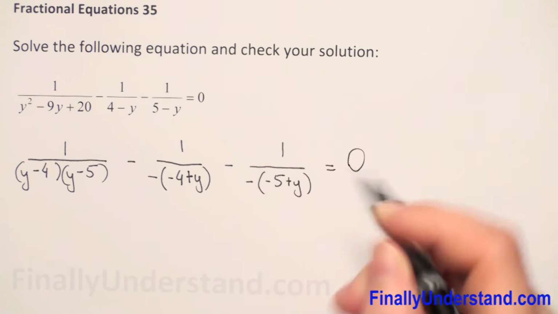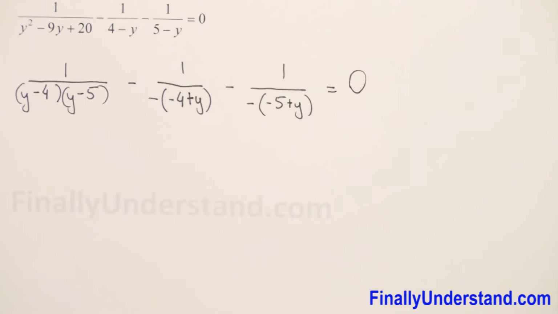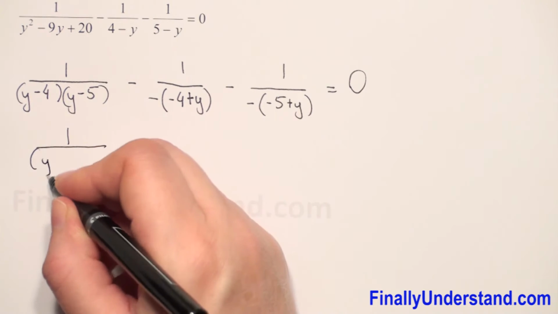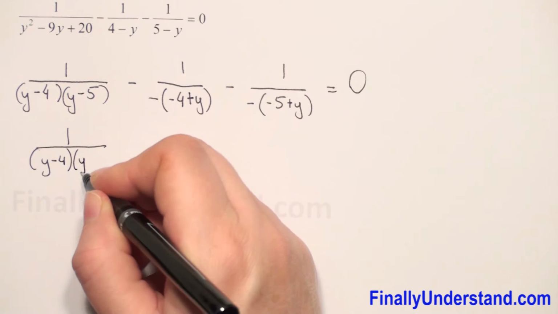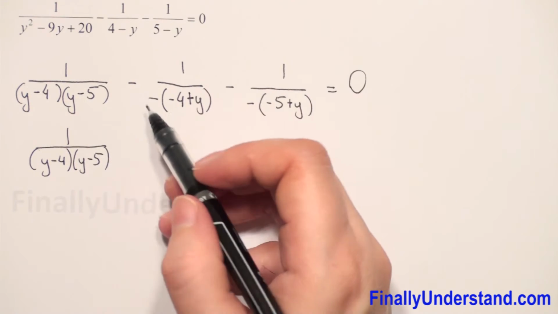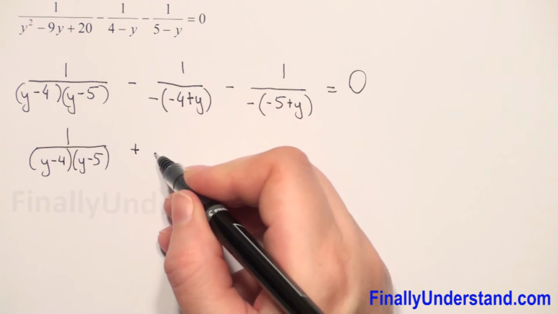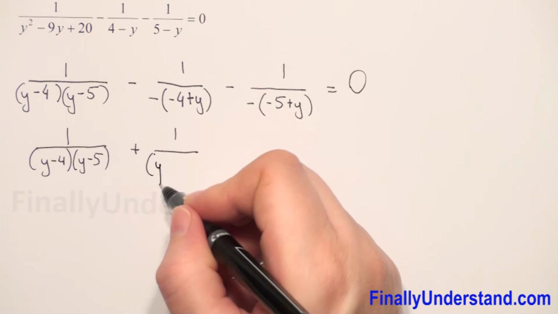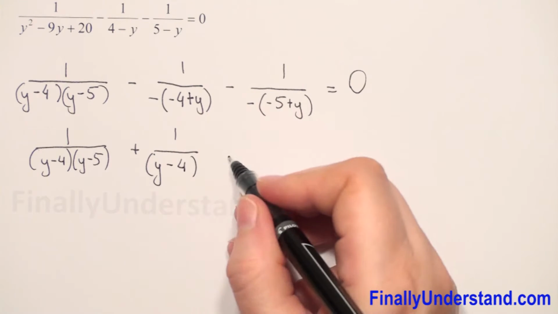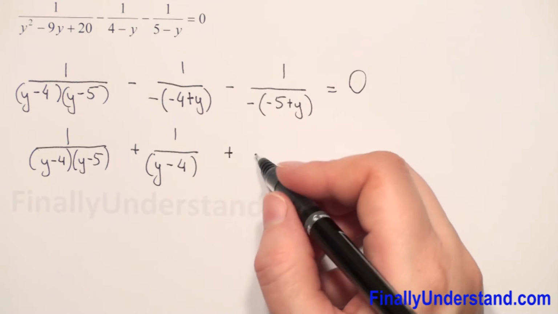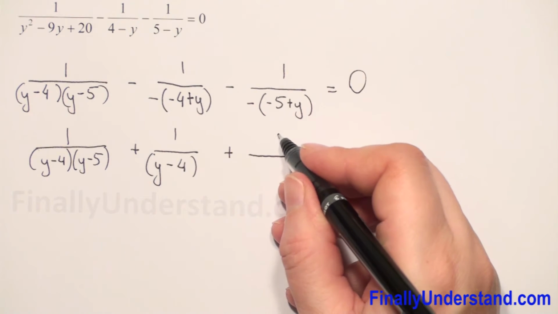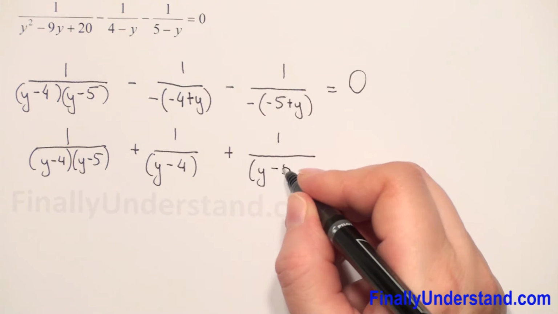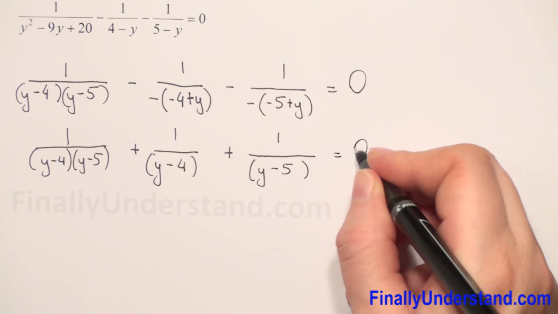This is equal to 0. So now let me copy the first algebraic fraction. We have y minus 4 times y minus 5. Negative and negative give me positive, and we have 1. First I will put variable y, next -4, negative and negative, so I will have positive, and we have 1 over y minus 5. This is equal to 0.